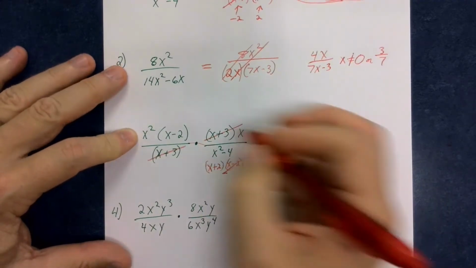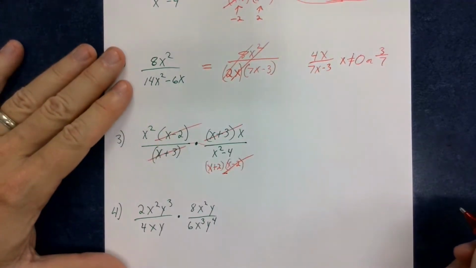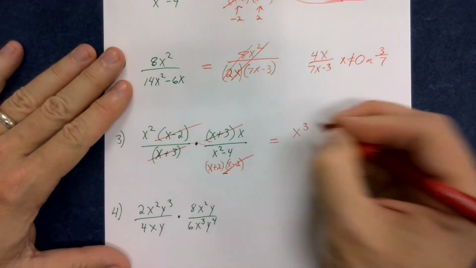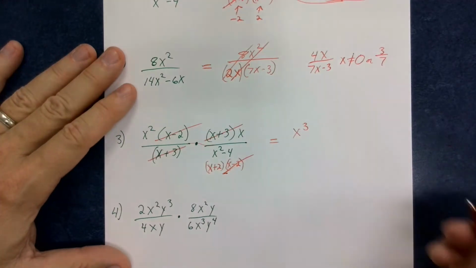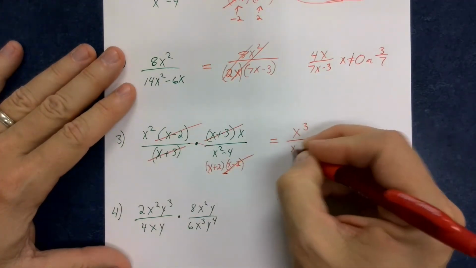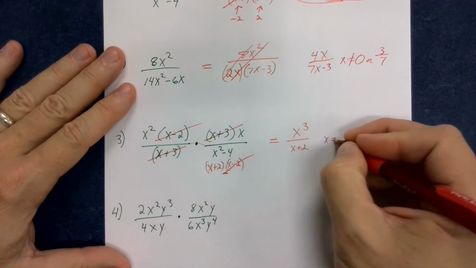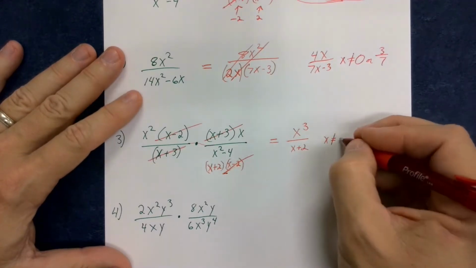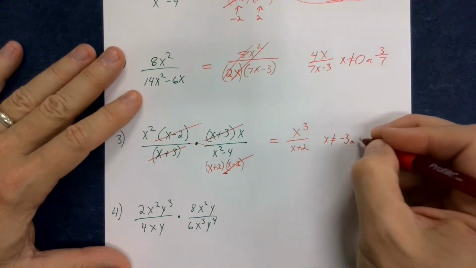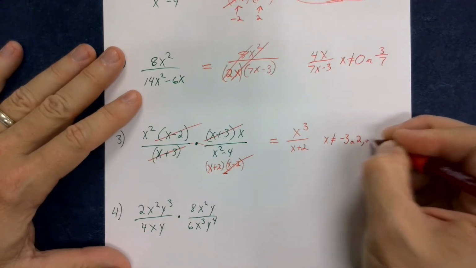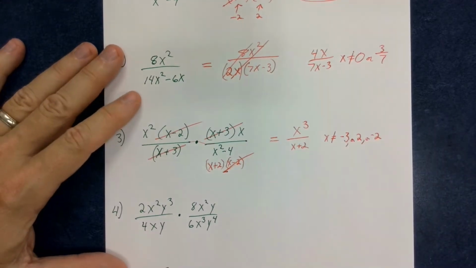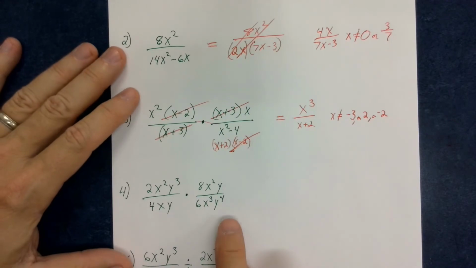And then this x minus 2 and this x minus 2 cancels. And it looks like I have a total of x cubed on top. And then downstairs, looks like the only thing I got left is that x plus 2. Good deal. Where x can't be negative 3, right? Can't be negative 3, or 2, or negative 2. Can't be any of those. Negative 3, 2, or negative 2.